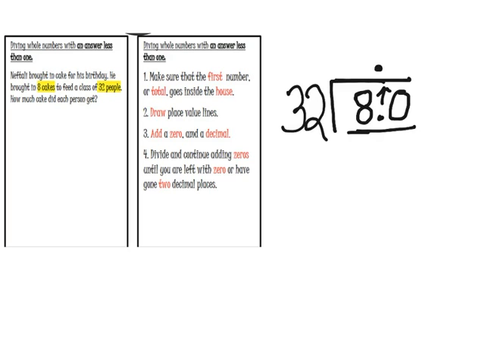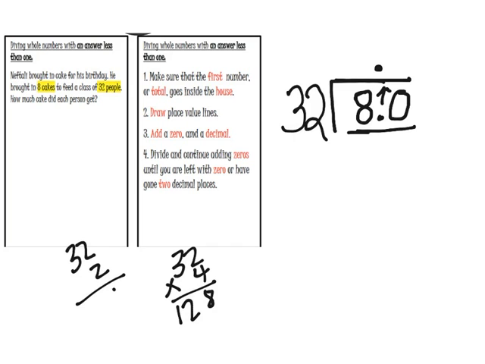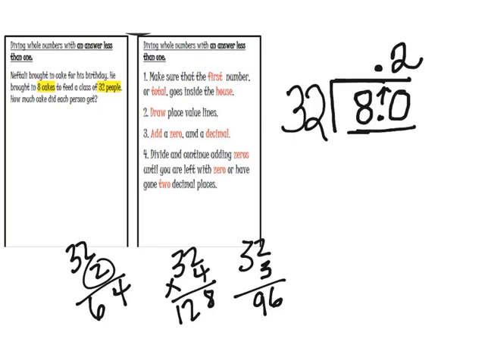So 32 goes into 80. Let's see. So 32, let's do times 4 first. Okay, that's too much. Let's do 2. Okay, let's try 3. Alright, so we're going to go with 2. Alright, so that's 64. Then we're going to subtract. That's 10. That's 7. So we get 16.